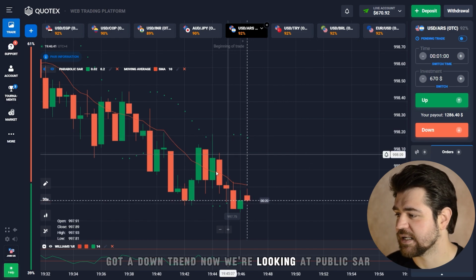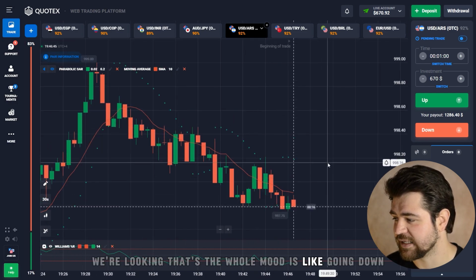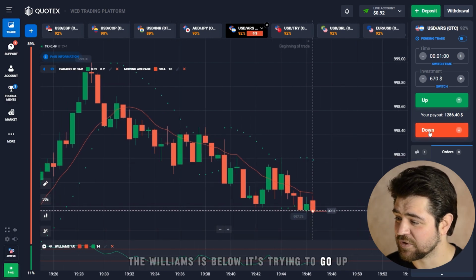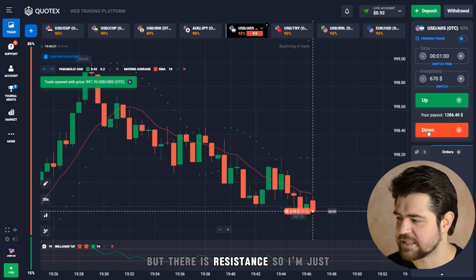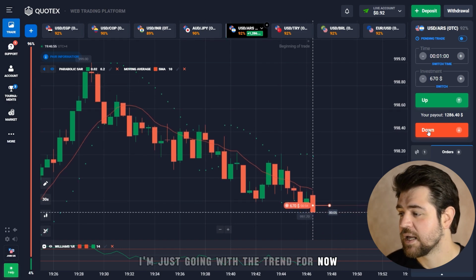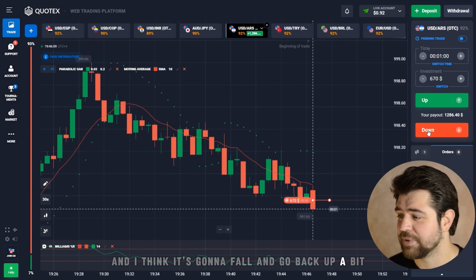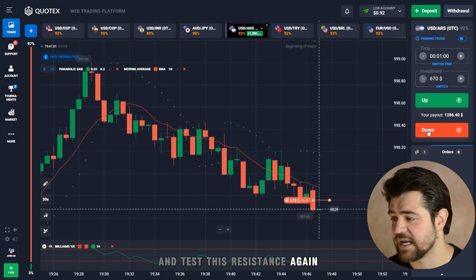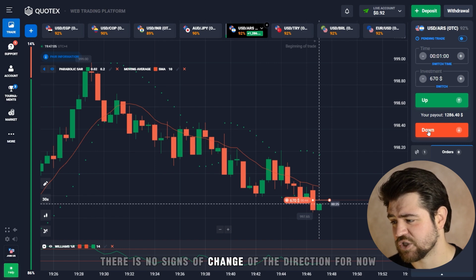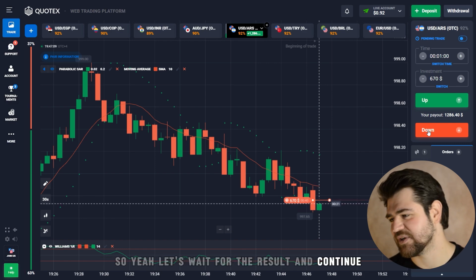Now we're looking at parabolic SAR. We're looking that the whole mood is going down. The Williams is below. It's trying to go up, but there is resistance. So I'm just going with the trend for now, and I think it's gonna fall and go back up a bit and test this resistance again. But right now there are no signs of change of the direction for now. So let's wait for the result and continue.